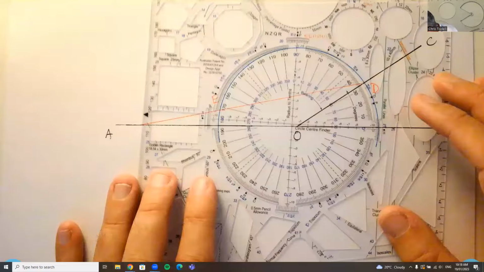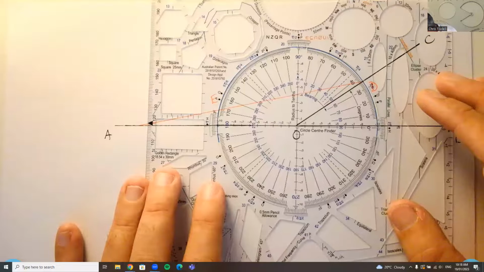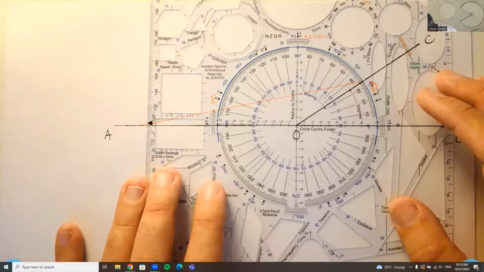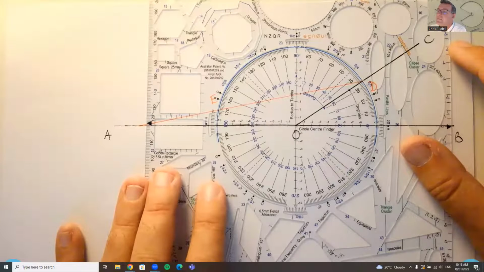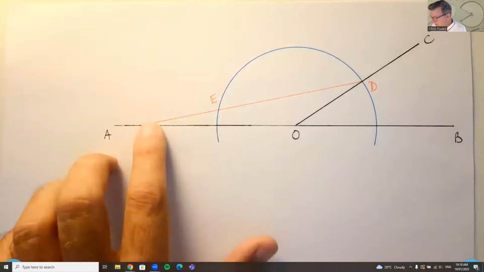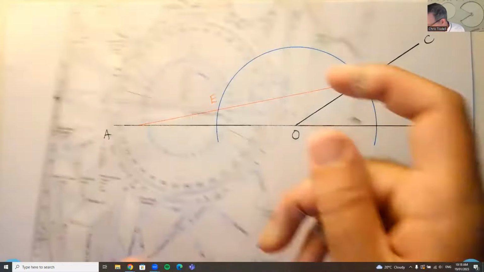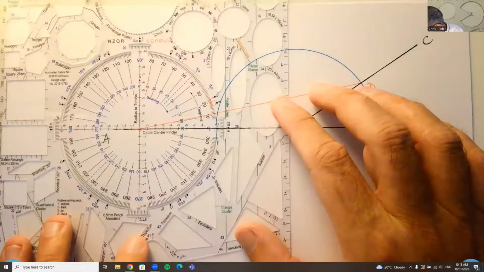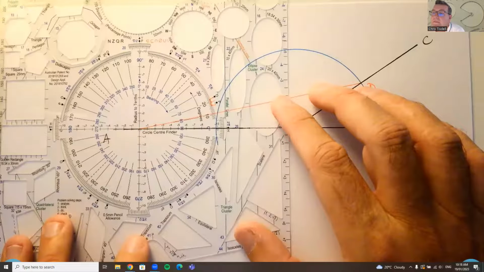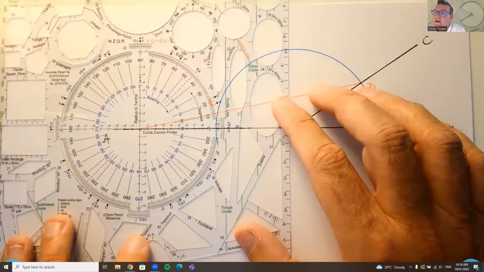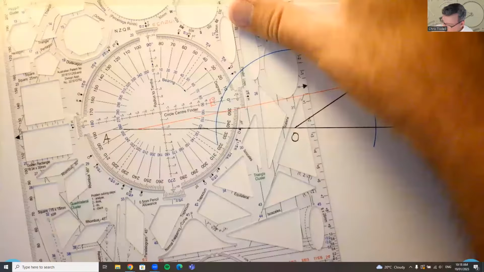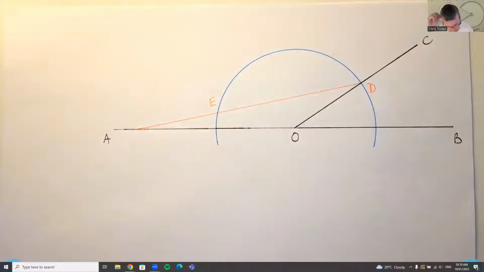Let's actually test that, have a little measure, and see what we get. So if I measure in here, the angle here looks like it's about 35, okay? So the angle over here should be around about 12. Let's just have a look. Yep, that's pretty close. Okay, so we're pretty close there with our construction, but why does it work?